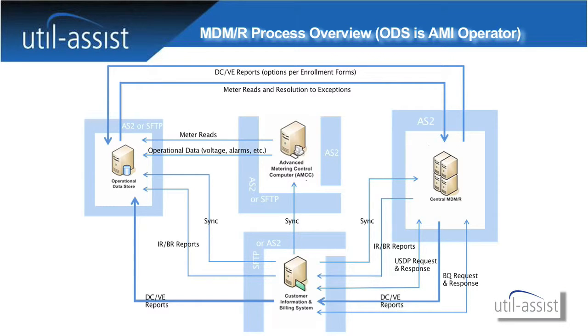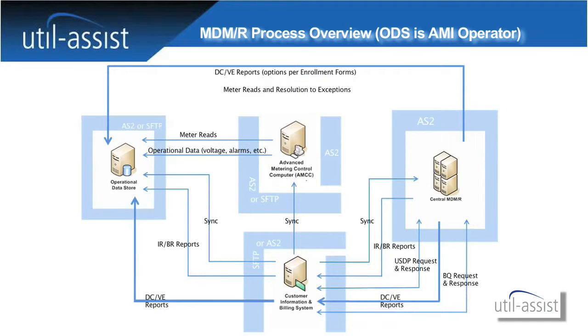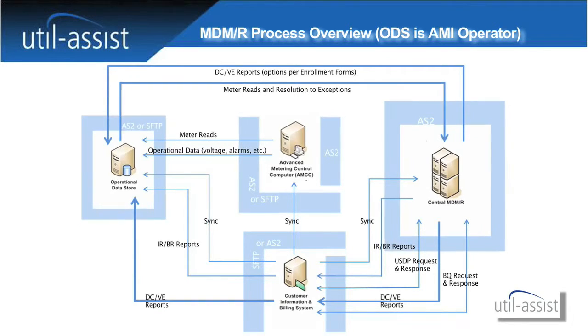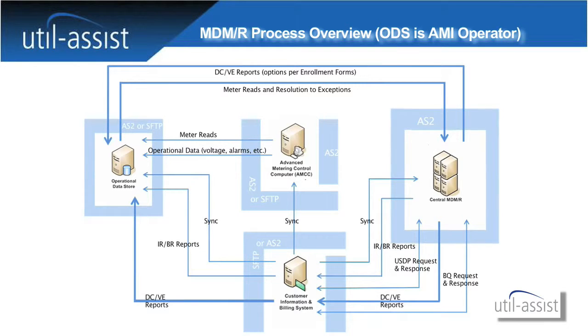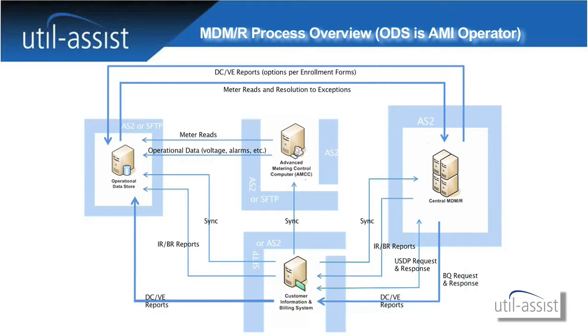In this configuration, the ODS acts as an AMI operator and submits all meter reads to the MDMR. The AMCC does not interface directly with the MDMR. The functional requirements of the MDMR are maintained through this configuration. Only two parties can submit AMI data for any SDP, and BQ request files must be provided to the party that sent the BQ request file.